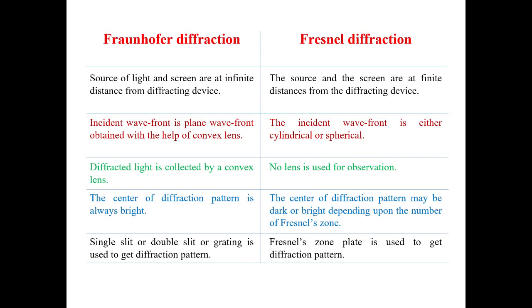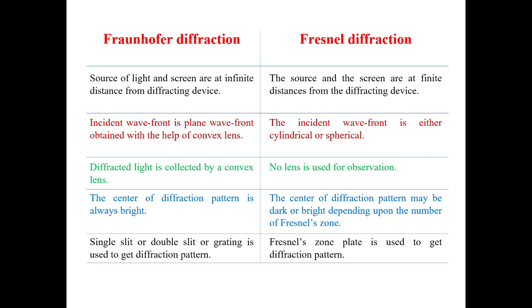There are a few more differences between Fraunhofer diffraction and Fresnel diffraction. In Fraunhofer diffraction, the source of light and screen are at infinite distance from the diffracting device. In Fresnel diffraction, these distances are finite. In Fraunhofer diffraction, the incident wavefront is a plane wavefront, and in Fresnel diffraction, either a cylindrical or spherical wavefront is used. In Fraunhofer diffraction, the diffracted light is collected by a convex lens on a screen. In Fresnel diffraction, there is no need of using any lens.